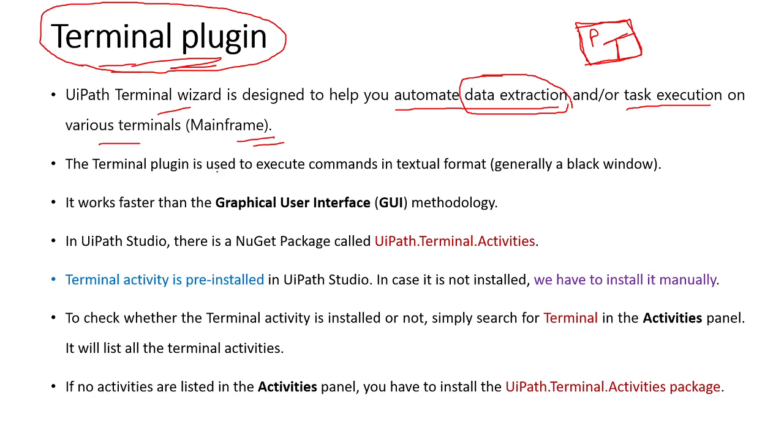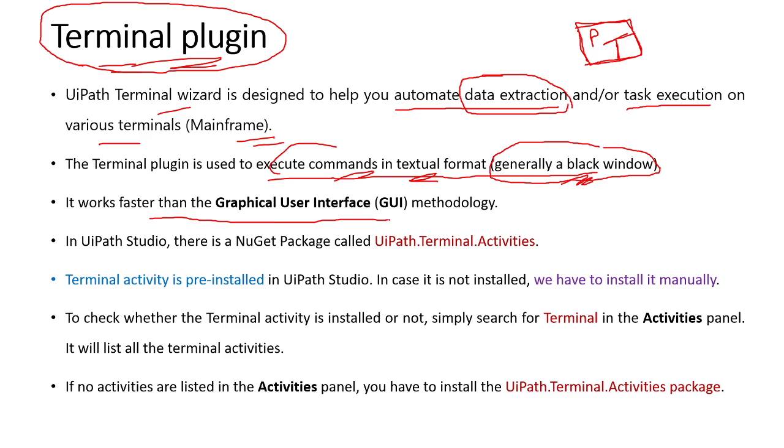The terminal plugin is used to execute commands in textual format, generally in a black window. Here you give instructions in the form of commands, in textual format. The window looks a little different from the UI you have seen so far for creating robots. I will show you how it looks in a few minutes, don't worry. Since it works in command mode, obviously it works faster than the graphical user interface methodology you used in previous classes.